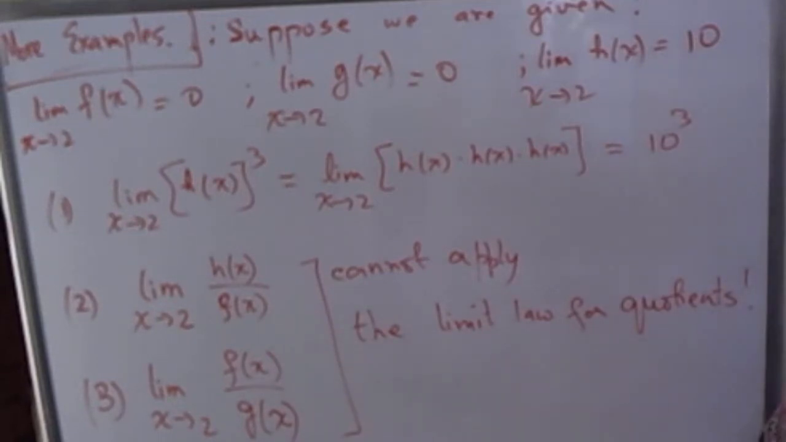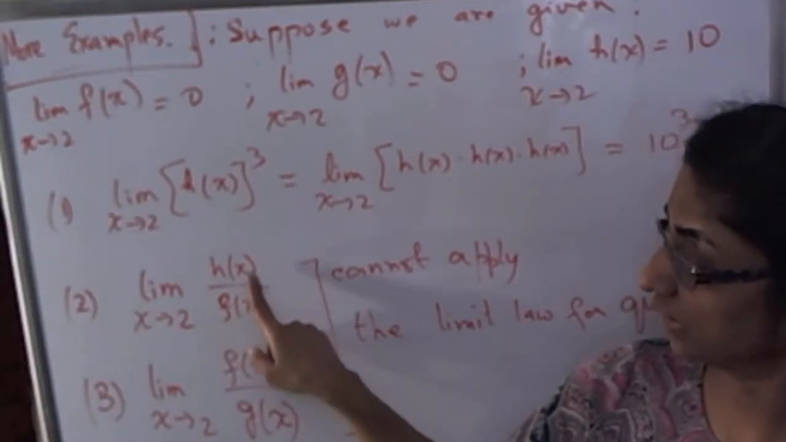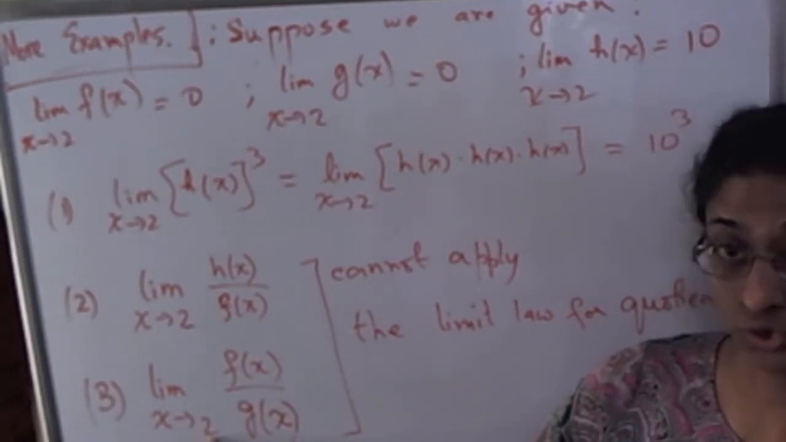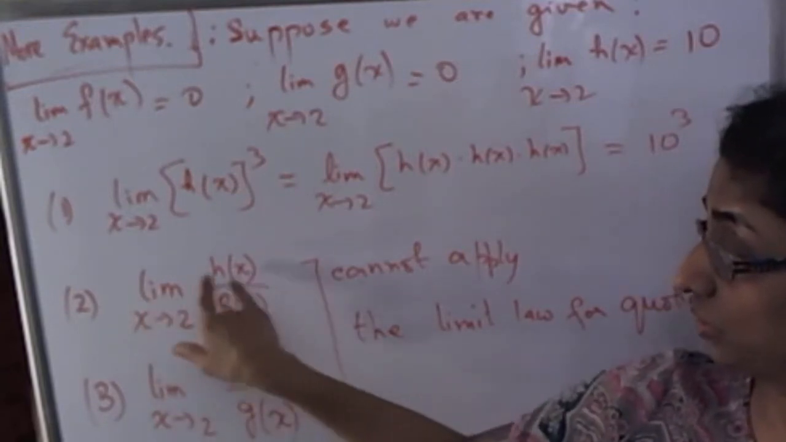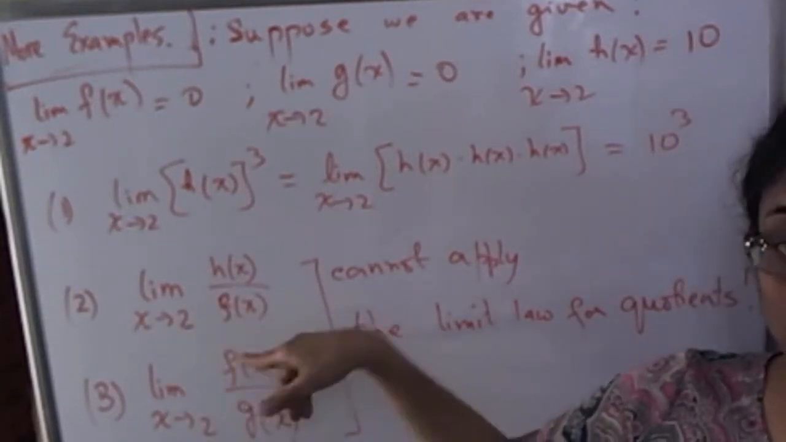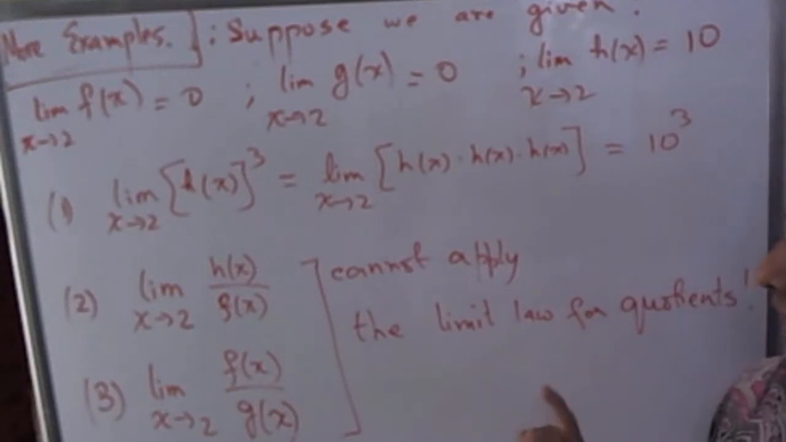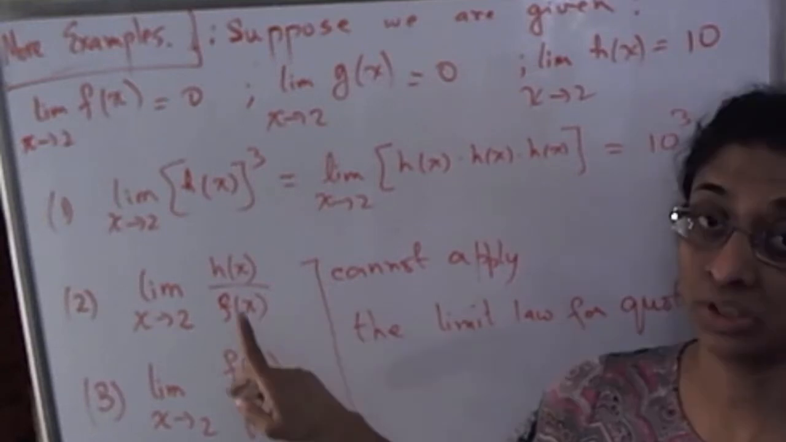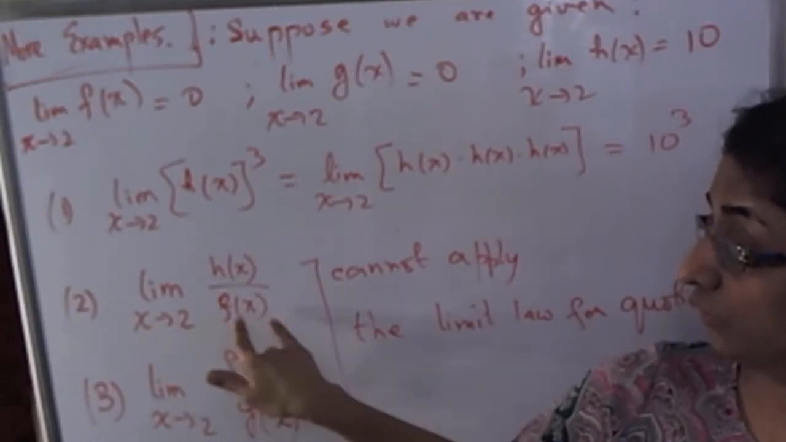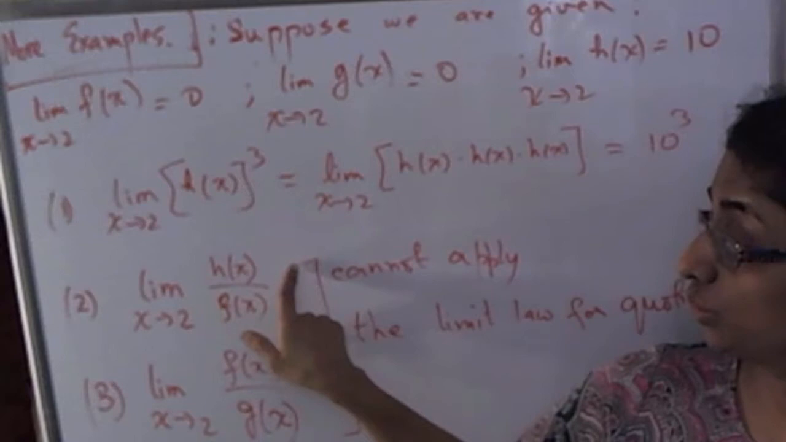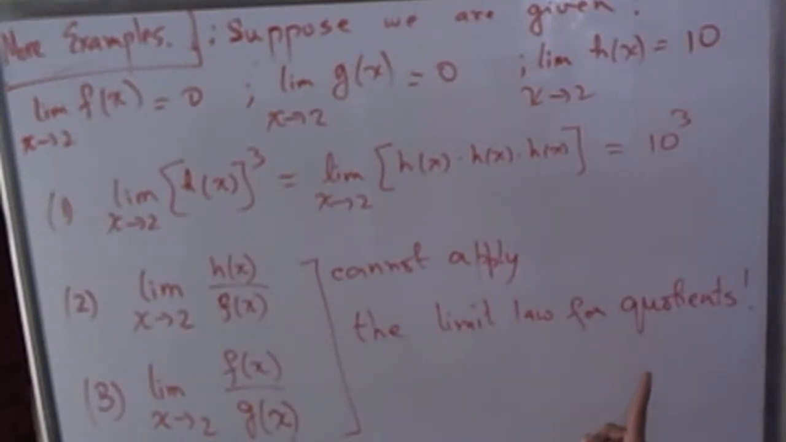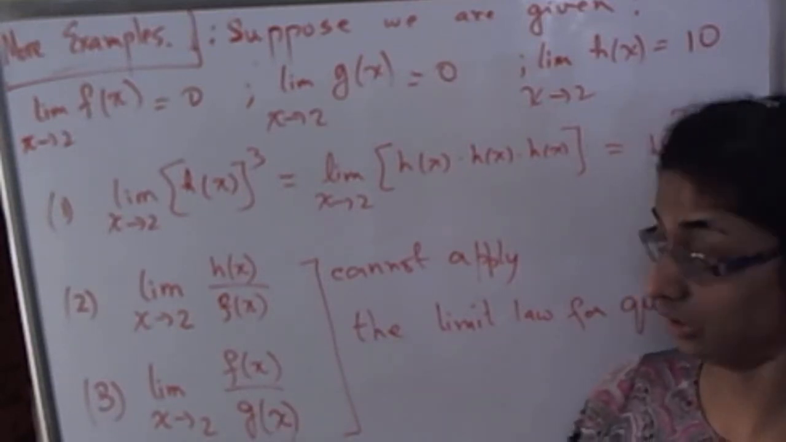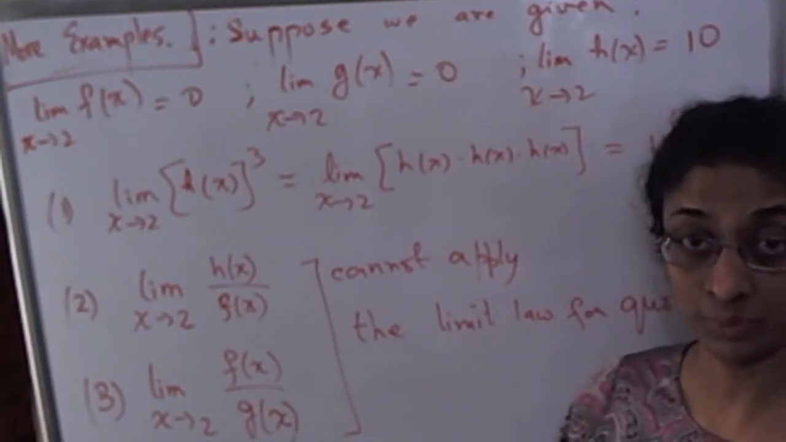Now let's look at these two limits. Limit of h of x over f of x as x approaches 2, limit of f of x over g of x as x approaches 2. So it's tempting to simply compute the limit of the numerator, limit of the denominator, and take the ratio of those two numbers. Except here, notice the limit of f of x is actually 0. So you cannot use the limit law when the limit of the denominator is 0. So for this one, we cannot apply the limit law. Keep that in mind. Similarly, for this situation too, we cannot apply the limit law for the same reason. So keep that in mind.